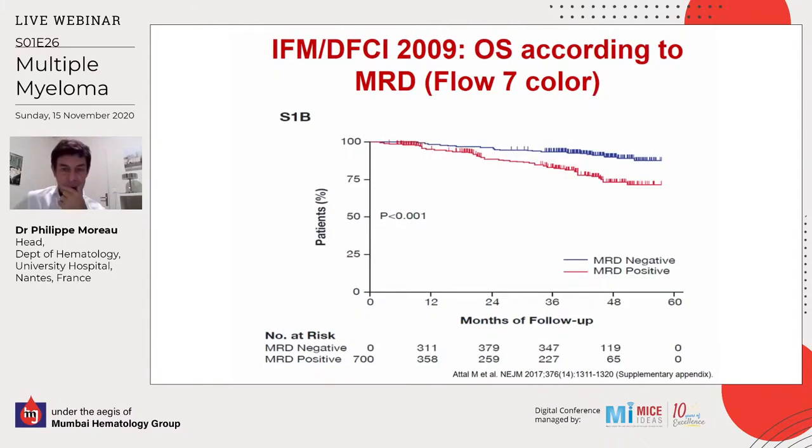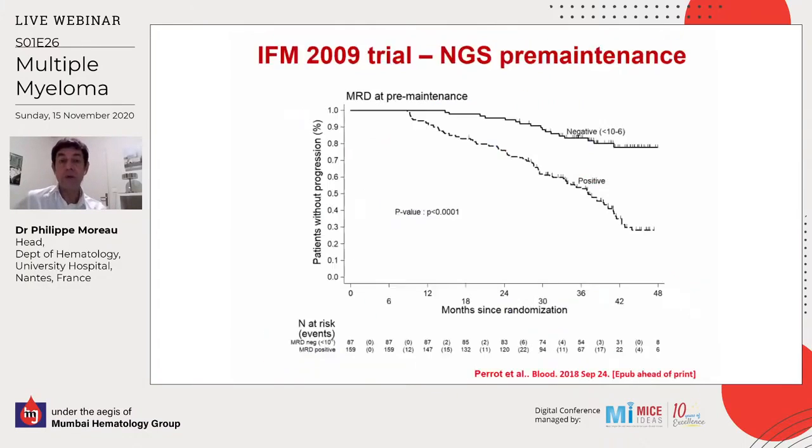And interestingly as well, if you are reaching MRD negativity, overall survival is significantly improved. So definitely the goal of a new strategy for young patients in the setting of stem cell transplantation is to reach MRD negativity, which is, in this study, associated with an overall survival benefit.